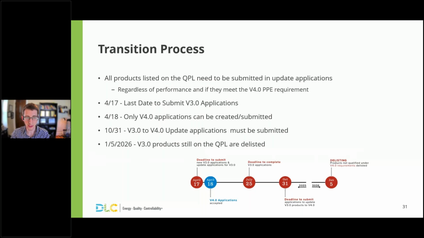So I will go through this slide very quickly because Casey touched on it quite a bit already. Just April 17th, last date to submit your 3.0, starting on the 18th. Any applications that are created or haven't been submitted yet will need to be submitted as a 4.0 application. So when you go into the application portal and you create an application on the 18th, that'll be a 4.0 application. Your 3.0 applications will continue to be processed through until July 25th.